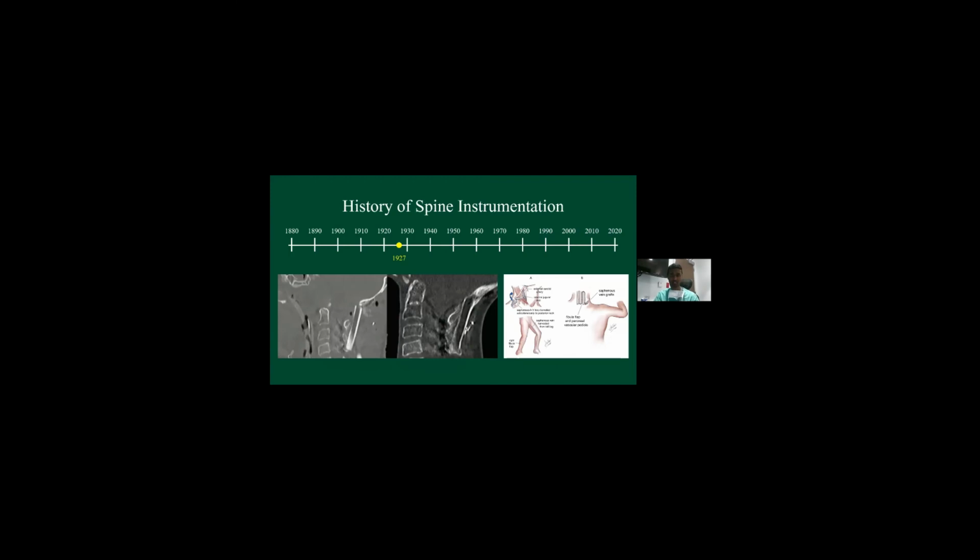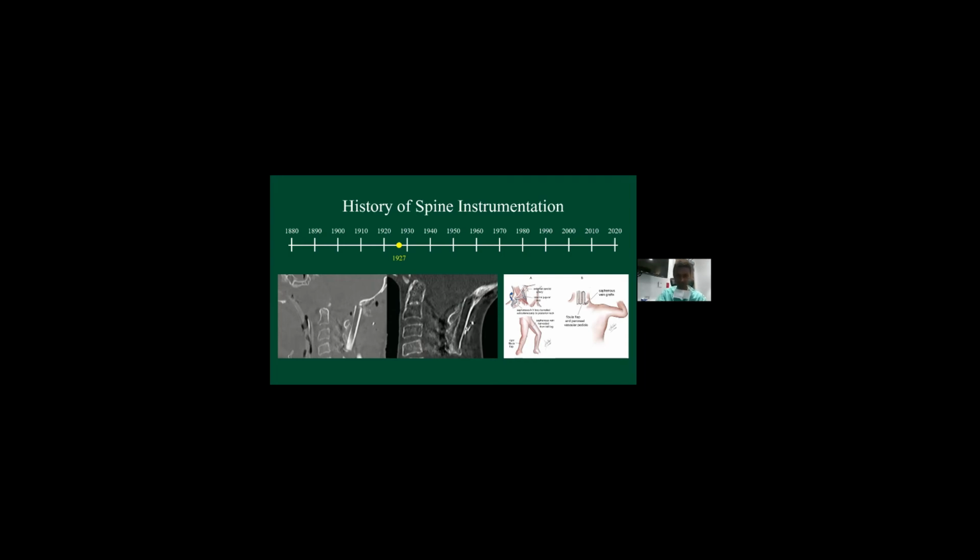Along these lines, in 1927, Forster used a vascularized fibular graft in cervical fusion. What he did is he maintained the vascular pedicle from the fibula and anastomosed it to the external carotid. And then the fibular graft was placed posteriorly to achieve posterolateral fusion.